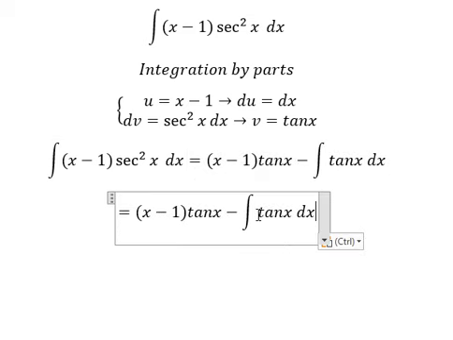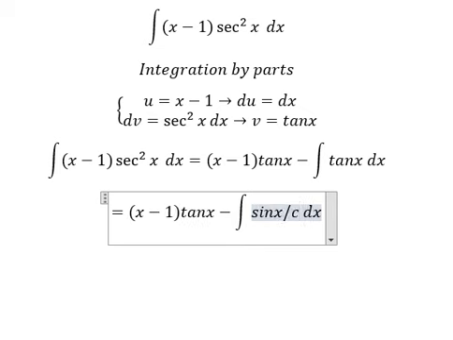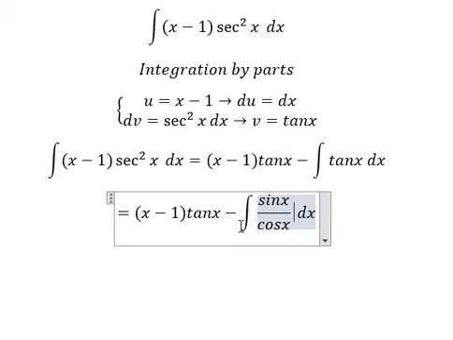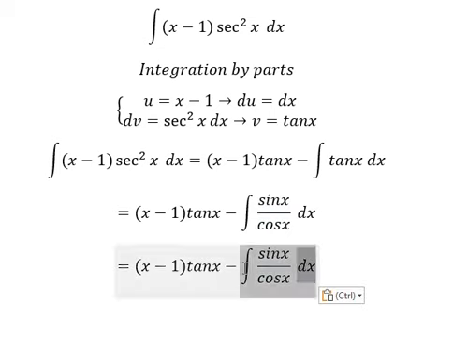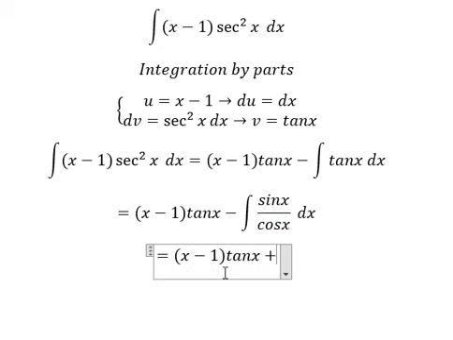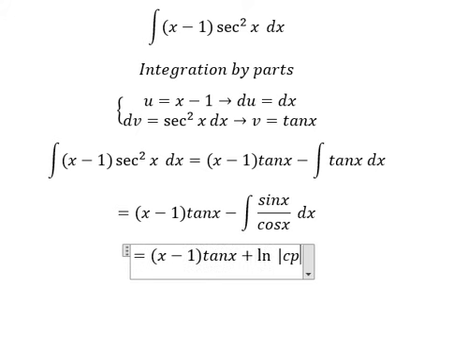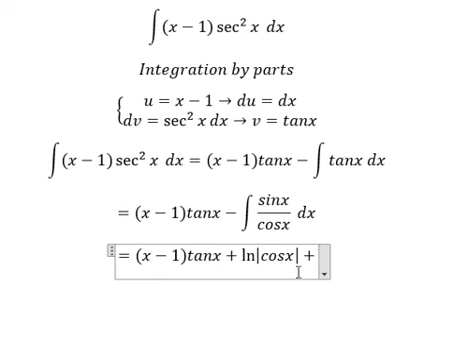We know that tan s is sine s over cosine s. The integral of negative sine s over cosine s gives us positive ln of the absolute value of cosine s, and then I will put plus c.